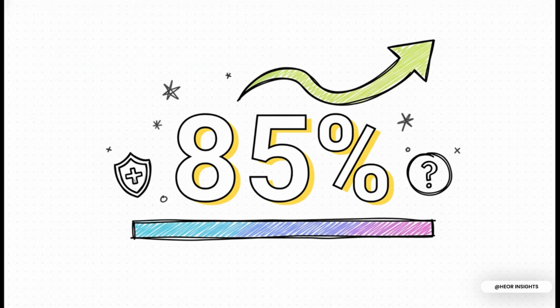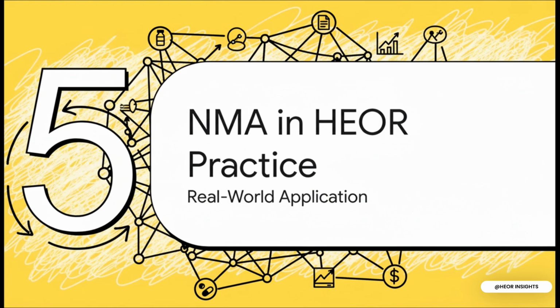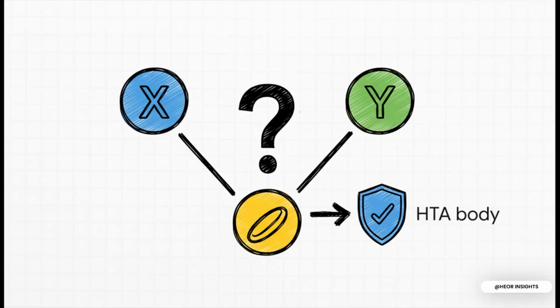Okay, let's put all these concepts together and walk through a common scenario to see how NMA is actually used in practice. Here's the situation. You need to show how your drug X compares to a key competitor, drug Y, to get reimbursement. The problem: no trial has ever compared them directly, but both have been trialed against an older drug, warfarin. This is a classic case where an NMA is necessary.